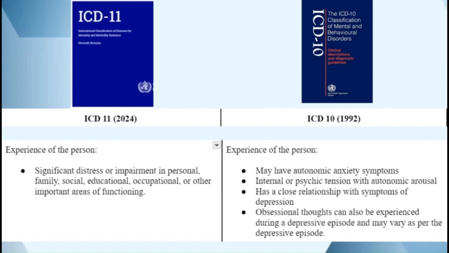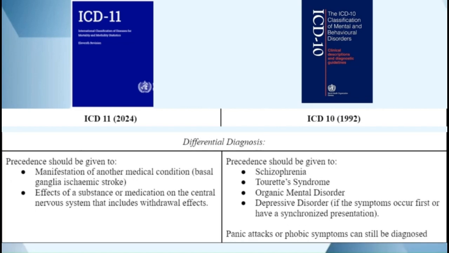But in ICD 11, they have used language which is more consistent with the DSM 5, which is significant distress or impairment in personal, family, social, education and occupational functioning should be there. They have used a lot of examples as well, to further clarify what that distress can be. There is a major change in terms of differential diagnosis.